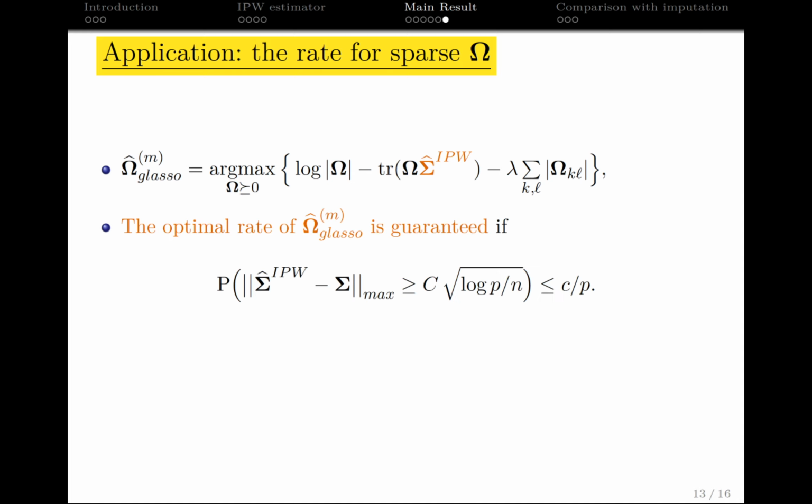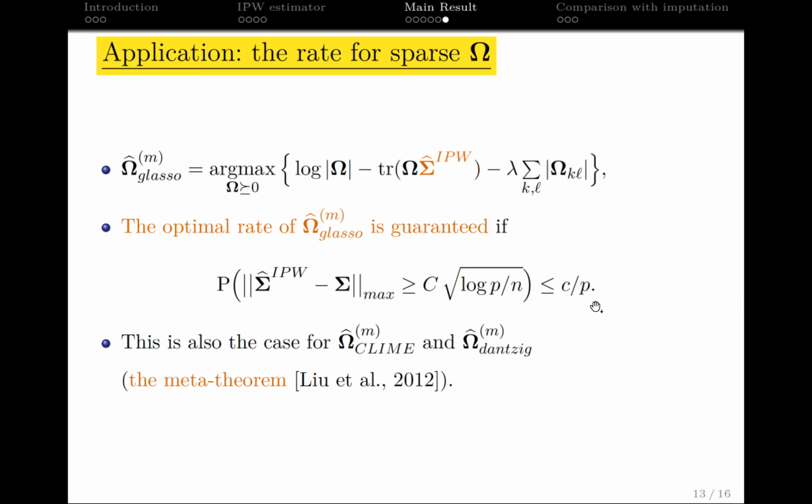It is known that this solution satisfies the optimal convergence rate if the plugged-in estimator satisfies this convergence rate. This is also the case for other methods such as CLIME or graphical Dantzig selector. This is why we were so obsessed with this convergence rate, square root log p over n.